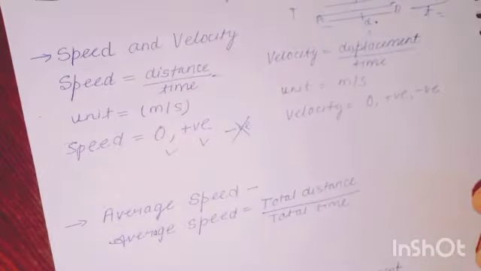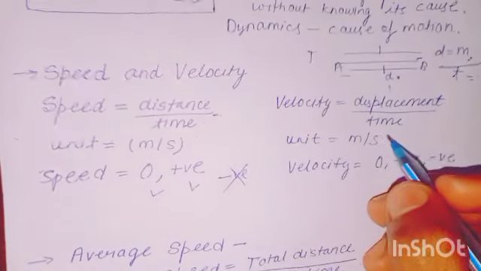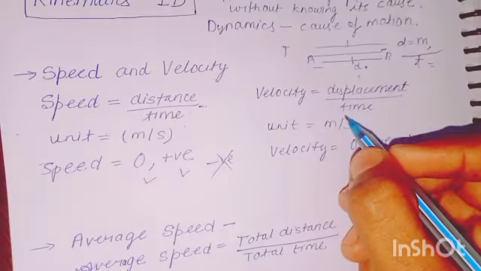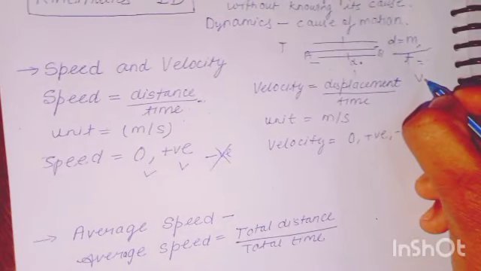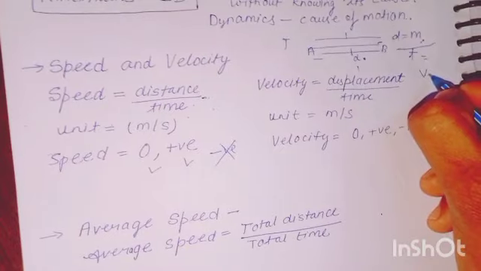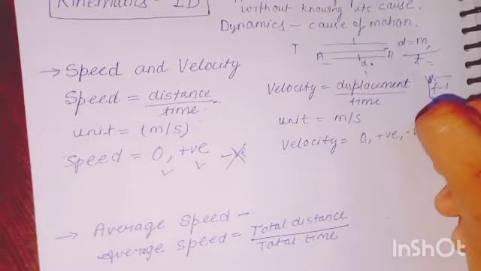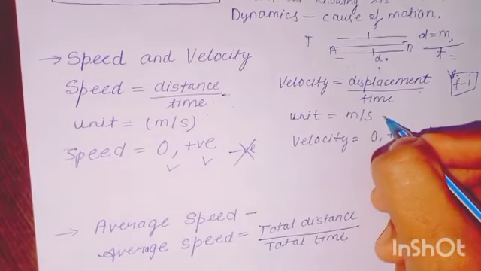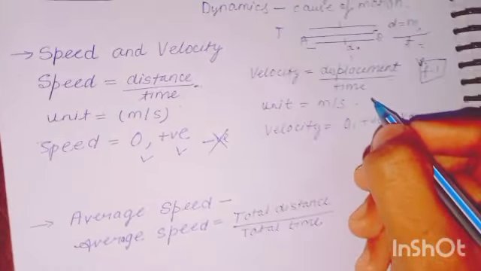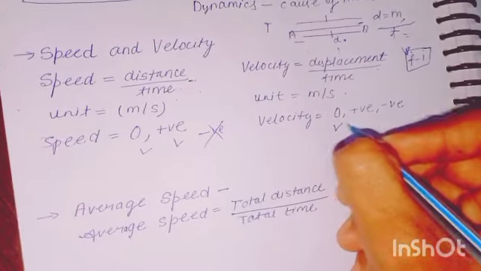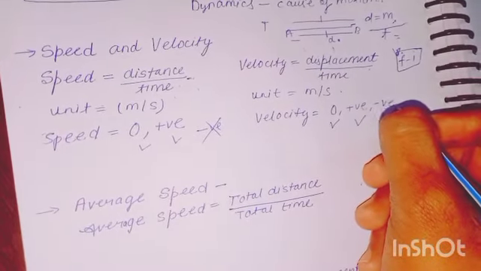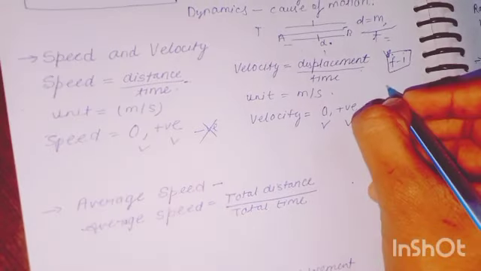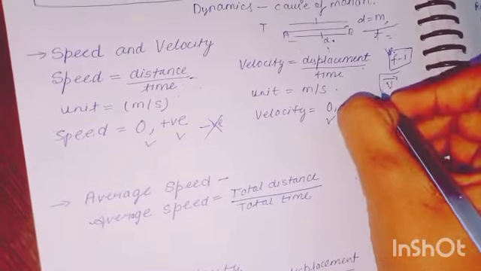And the second thing is velocity. Velocity is equal to displacement upon time. We all know what is displacement: final point minus initial point is called displacement. And displacement upon time is velocity, and the unit of velocity is meter per second, same as speed. And velocity can be zero, positive, and also negative, because displacement is a vector quantity, that's why it can be negative also.